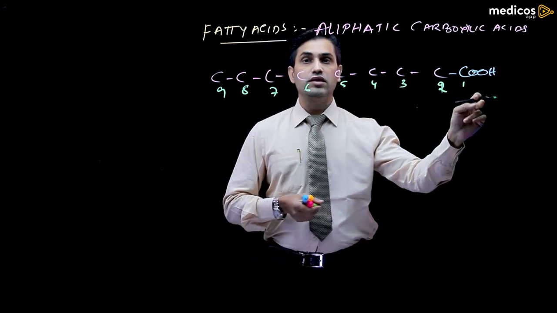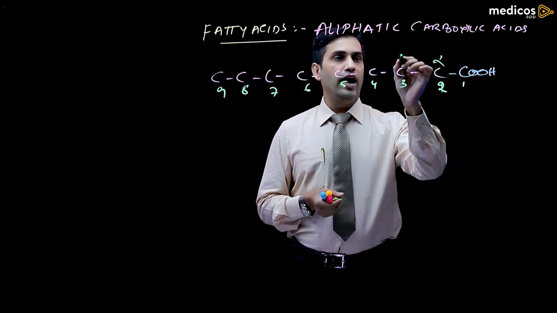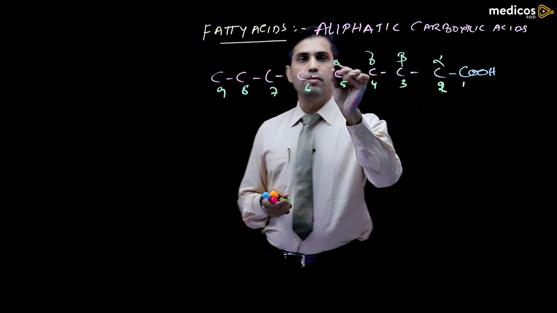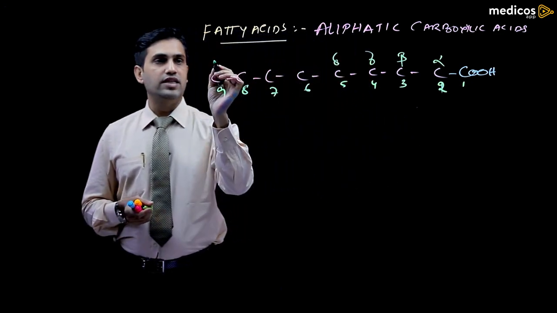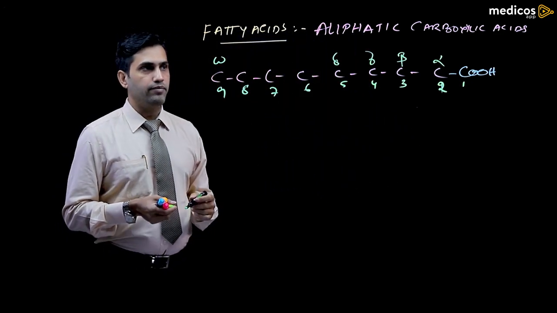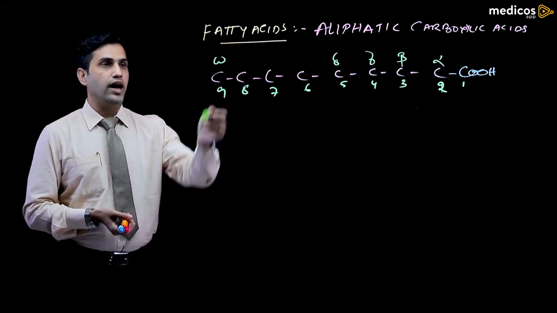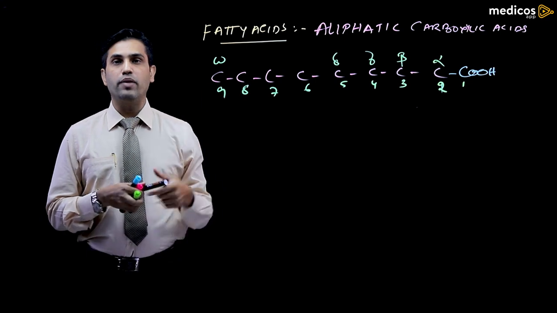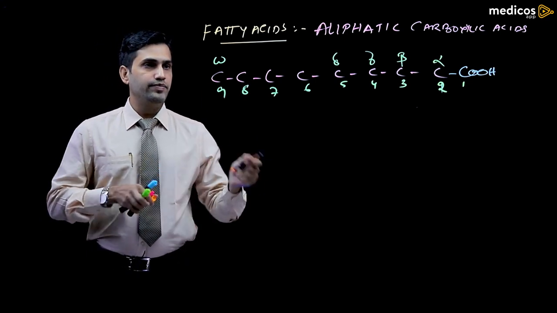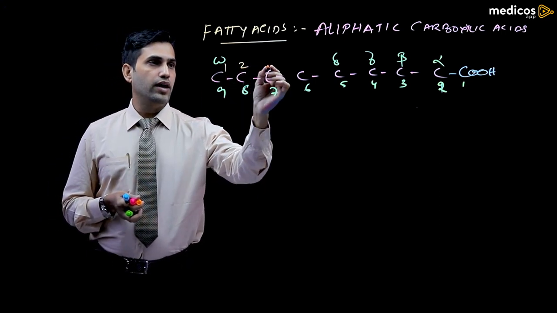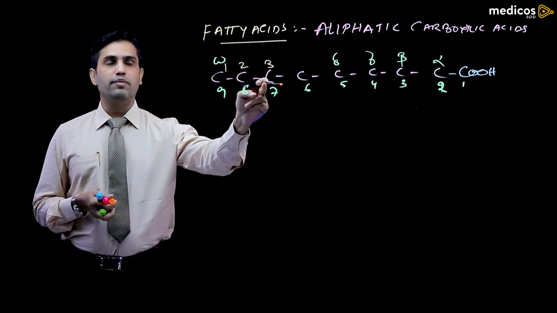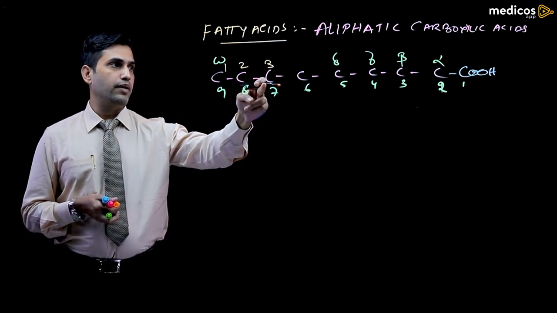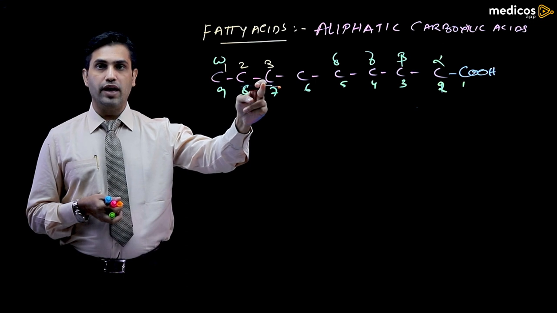The carbon adjacent to the functional group, what do we call it? Alpha, beta, gamma, delta, and the last carbon is omega. If you want to count this carbon from omega, what do you say? It is omega 1, omega 2, omega 3. This carbon is an omega 3 carbon.